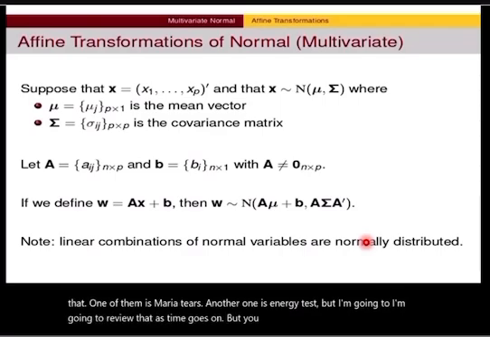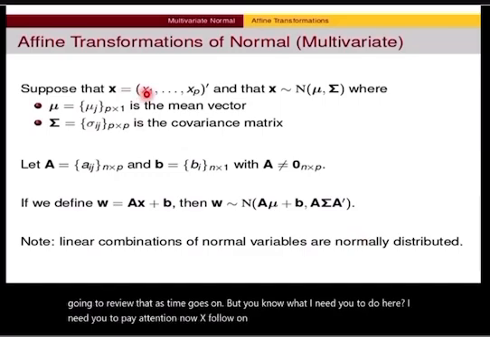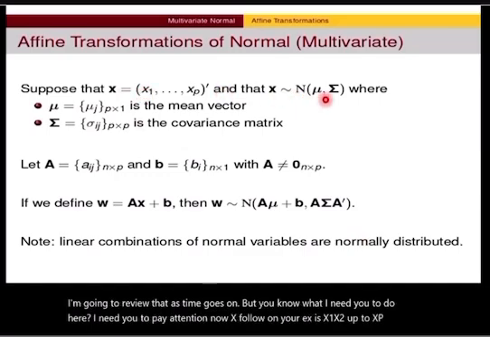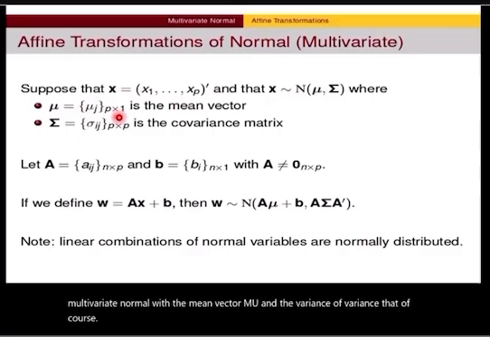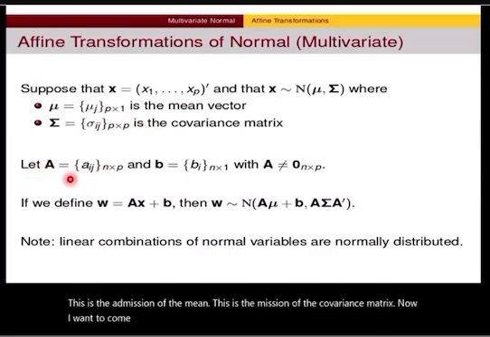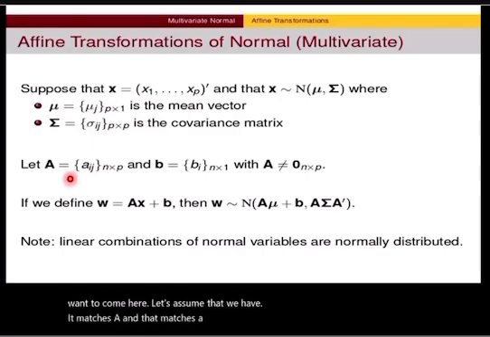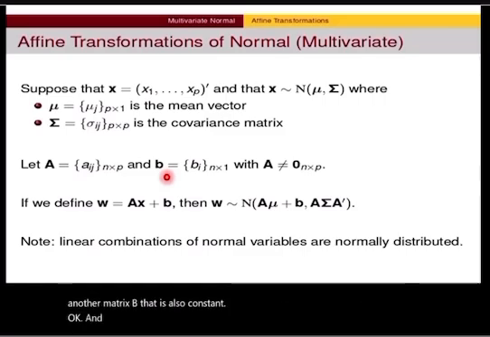But what I need you to do here is pay attention. Now, X is x1, x2 up to xp, and this follows a multivariate normal with the mean vector mu and the variance covariance matrix sigma. Of course, this is the dimension of the mean. This is the dimension of the covariance matrix. Now, I want to come here. Let's assume that we have a matrix A, and that matrix A may be a constant, and it's n by p. And we have another matrix B that is also constant.